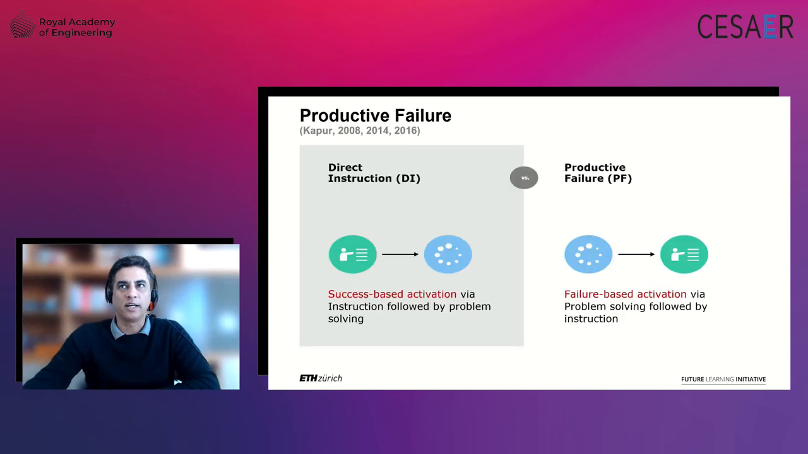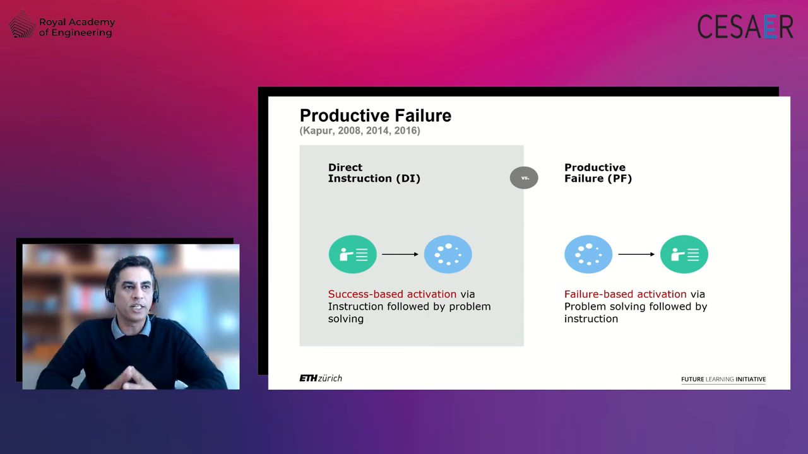So first, let's look at the new models of learning by looking at what has historically been the prevailing model of learning, which is direct instruction, which you see on the left of the screen. And this is basically a success-based activation model. So if you're a novice and you don't know a concept or an idea or a skill, the idea is let me teach you exactly what to do and how to do it as clearly and engagingly as possible. And then you can practice that skill or concept in problem solving. So it's instruction followed by problem solving, and it's a success-based activation. It's not a bad model.